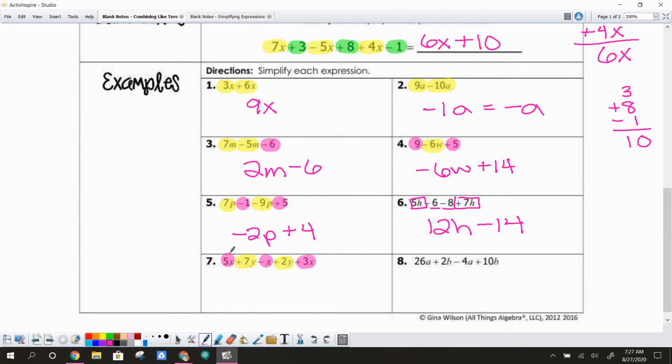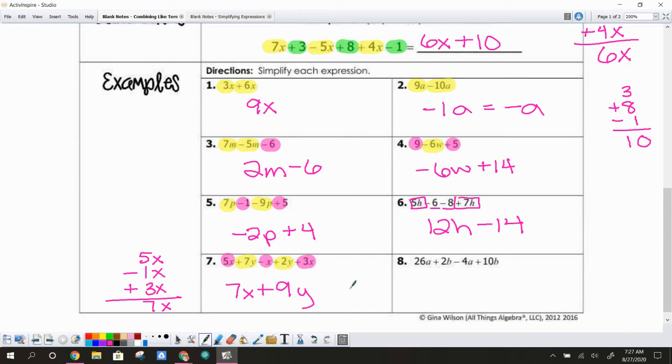All right, so I have 5x minus x and a positive 3x. Remember, minus x is just like minus a 1x plus 3x. So 5 minus 1, that's 4, plus 3 is 7. So I have 7x. And then I have a 7y plus a 2y, and that's going to be 9y. And that's my simplified answer because I cannot combine that anymore. X's and y's are not the same variable, so I cannot combine that.